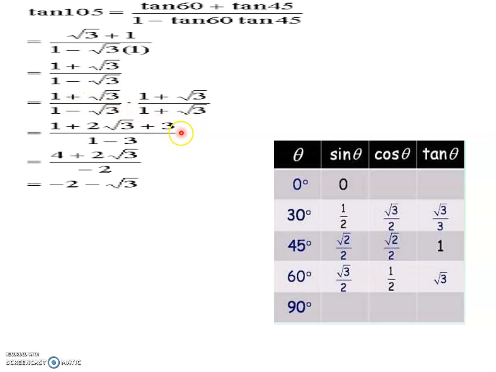So we have (1 plus root 3) whole square upon (a minus b) into (a plus b), which is a square minus b square. That's why 1 plus 2 root 3 plus 3 upon 1 minus 3, because 1 square is 1, root 3 square is 3. That's why the denominator is minus 2. In the numerator, 3 plus 1 is 4, using (a plus b) whole square is a square plus 2ab plus b square, so 4 plus 2 root 3. We take the 2 common in the numerator, so 2 times (2 plus root 3) upon minus 2. So 2 gets cancelled. Final answer is minus (2 plus root 3).